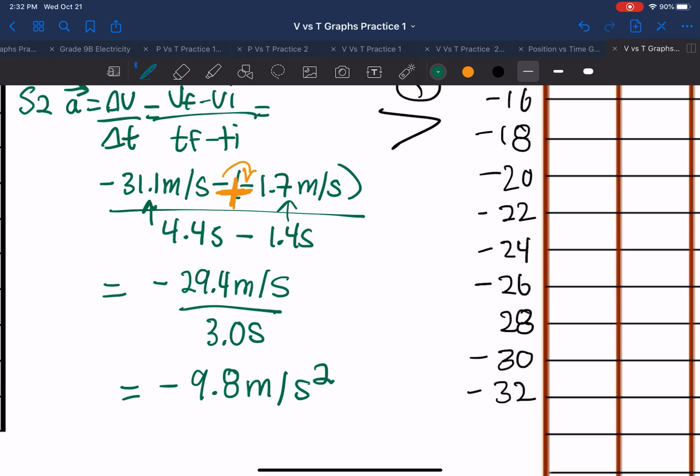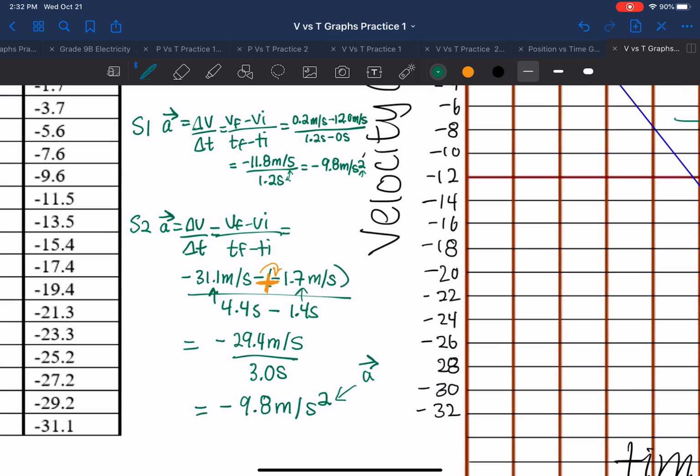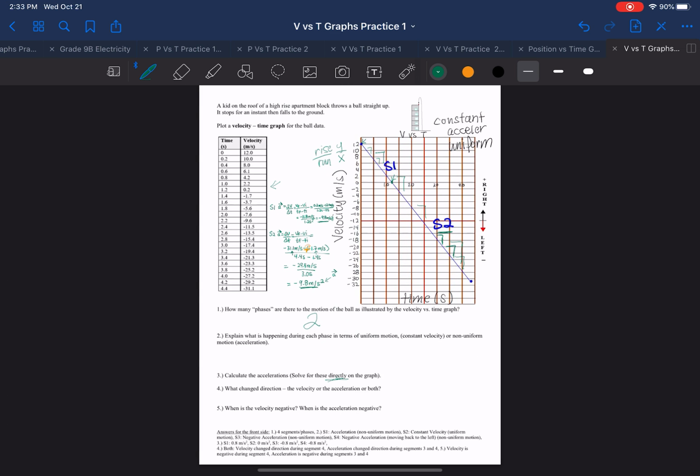Okay, make sure you have the right units, because for velocity versus time graphs, acceleration will always be meters per second squared. And if we look back and compare our accelerations, S1 equals S2. Look at the acceleration: negative 9.8 meters per second squared, negative 9.8 meters per second squared. So it's the same thing, like we thought it would be. It's part of the same line that's going down, okay? It's that straight line showing and proving that we have a constant acceleration.